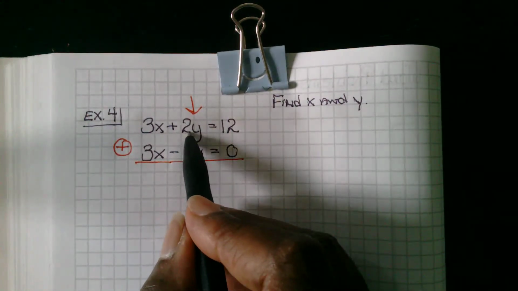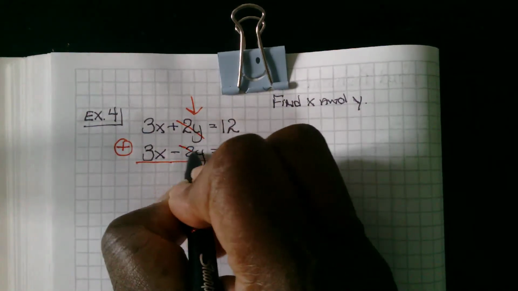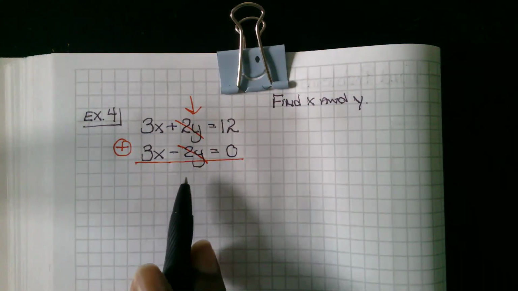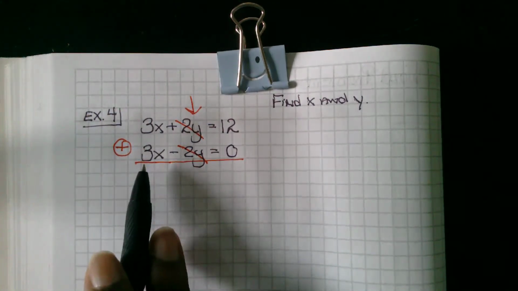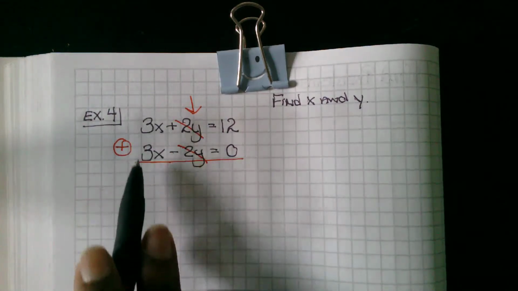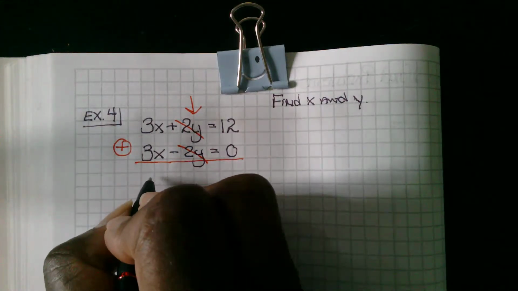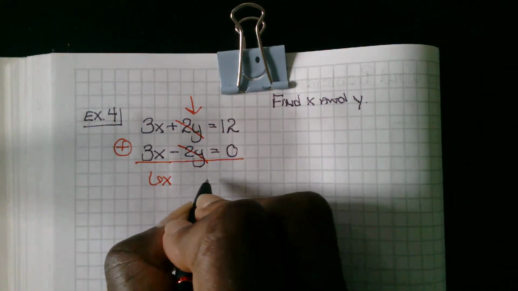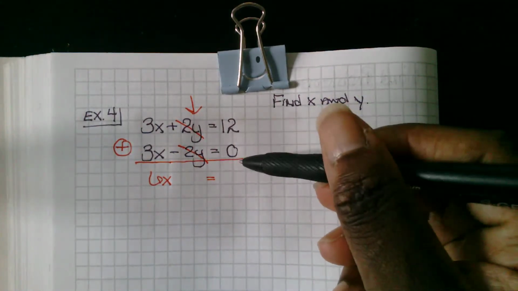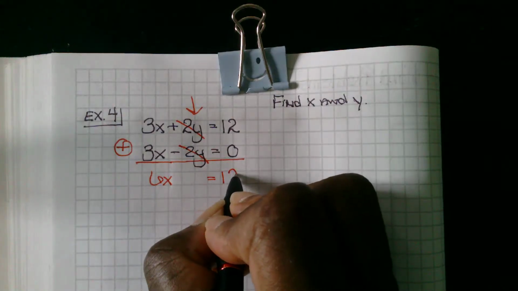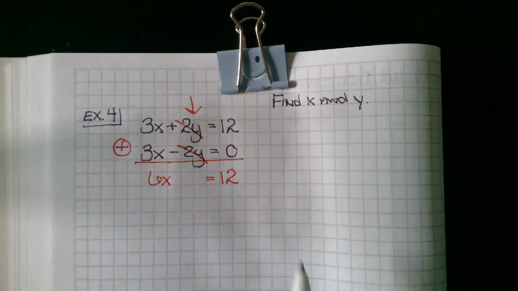So if I add a positive 2y and a negative 2y, that will give me 0y, or just 0. But 0 is a placeholder, and we don't need a placeholder on this side of the equal sign because we have these two x's that we can combine. We have 3x plus 3x, that gives me 6x. Okay? And then on the other side, we're going to add the 12 and the 0. Well, that gives me 12. So now we have 6x is equal to 12.